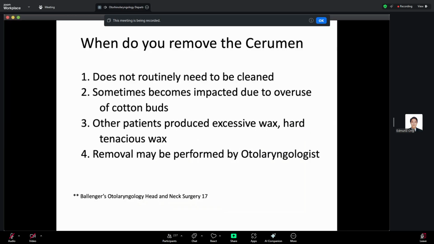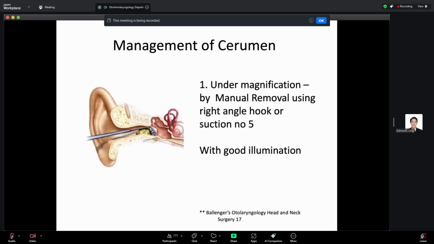So when do you remove the cerumen? You don't routinely need to clean your ear. If a patient asks me, Doc, gaano ba kadalas maglinis ng tenga? Usually, once a week should be enough. And of course, the only time we remove wax is if it's excessively produced by a patient. Kasi may mga patient talaga na sobrang mag-produce ng wax. And of course, if it's causing hearing loss already and infection, then you need to remove that. Next slide. Okay, next slide.